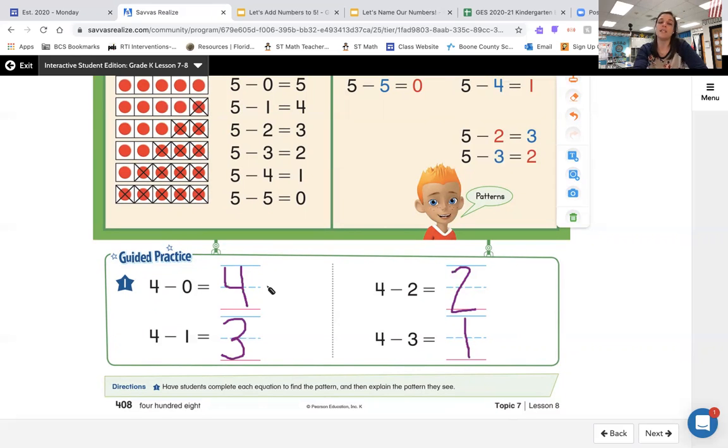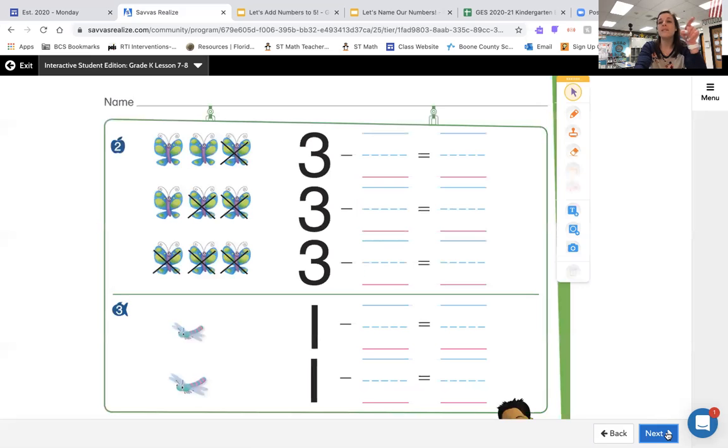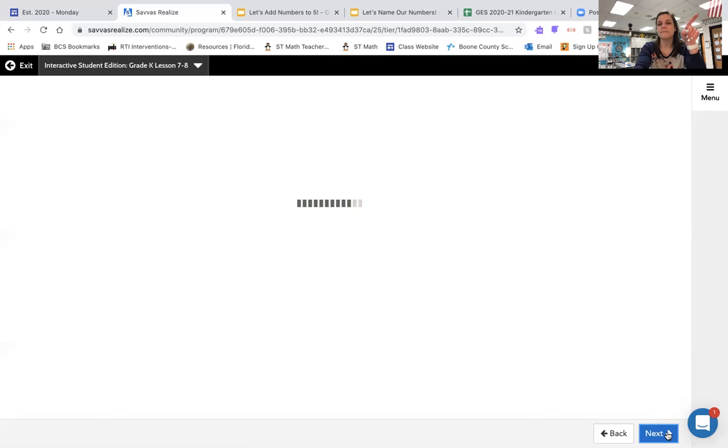So we were correct. When we went up each time by 1, taking away 1 more every time, our answer was 1 less than before. It's very confusing and tricky when you say it out loud, but when you see it on paper, it makes a lot more sense. These are number patterns. Everybody say it with me. Number patterns, and number patterns are a strategy that we use to help us subtract.